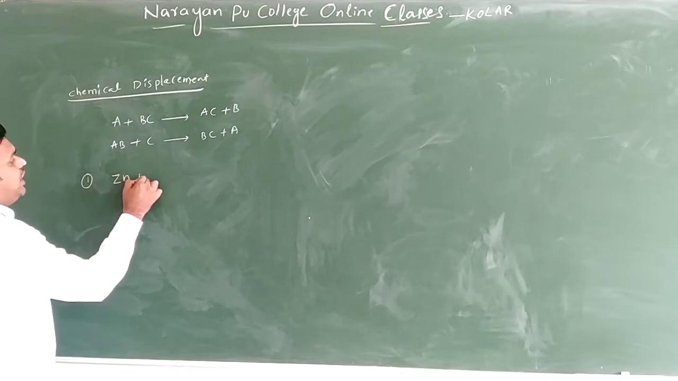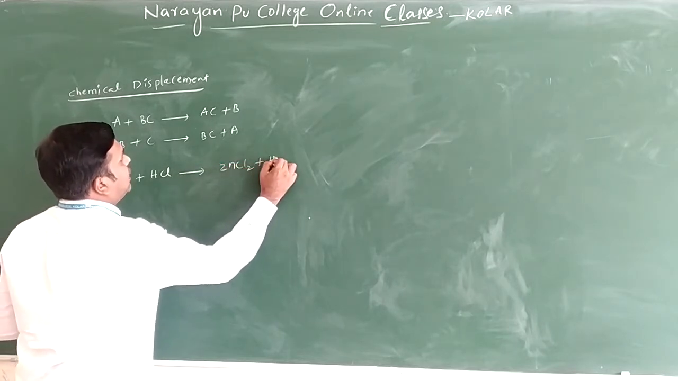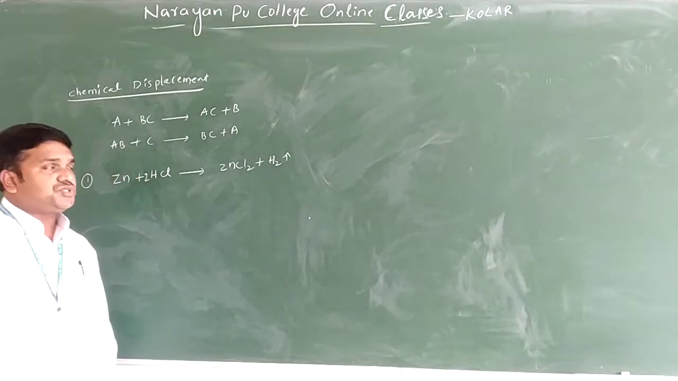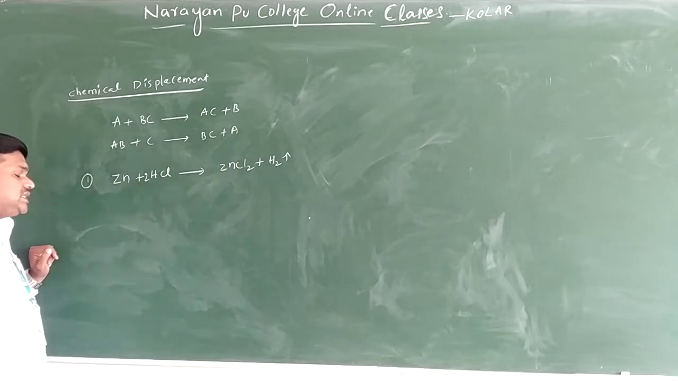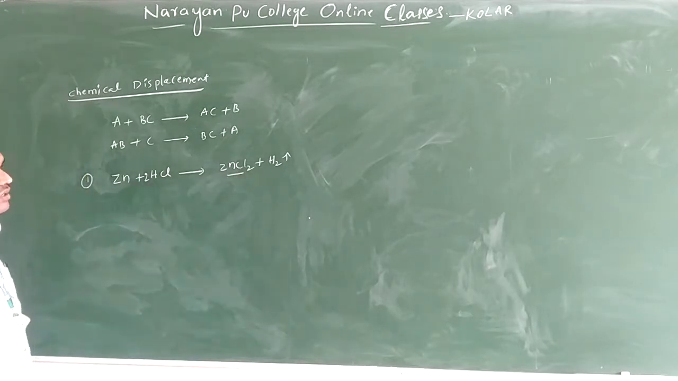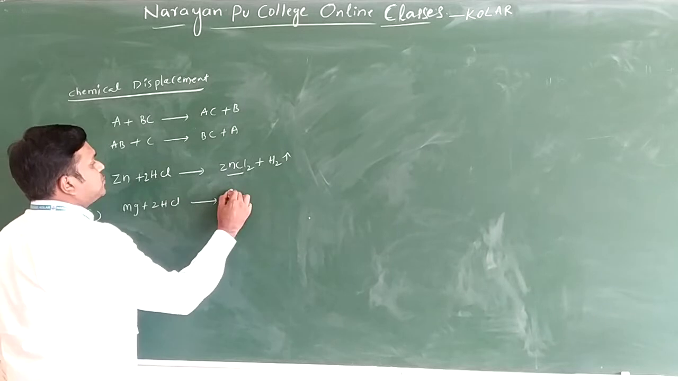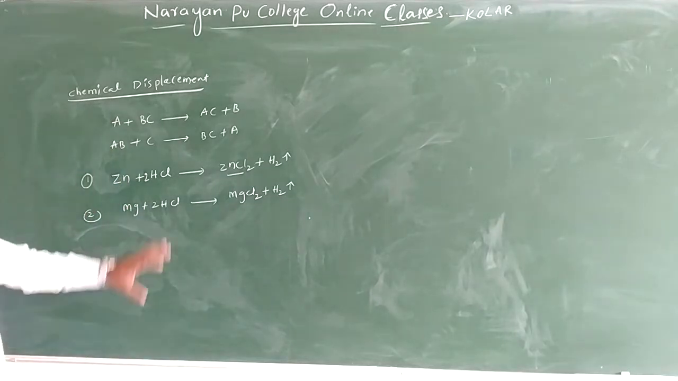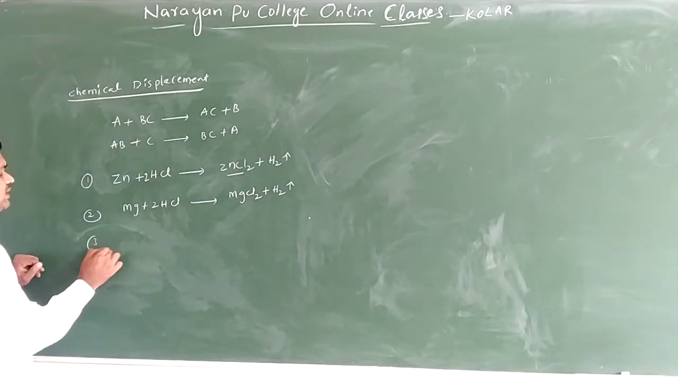Let us see one example: the reaction of zinc with hydrochloric acid. It will form ZnCl2 and H2. We can balance this equation: Zn plus 2HCl gives rise to ZnCl2 plus H2. You can see the replacement here. Zinc replaces the chlorine portion from HCl only. So it will form ZnCl2 and H2. It comes under chemical displacement reaction. If we take magnesium also, Mg plus 2HCl gives rise to MgCl2 plus H2. So this is also one example of chemical displacement reaction.